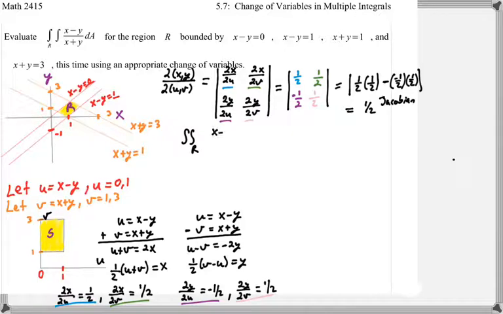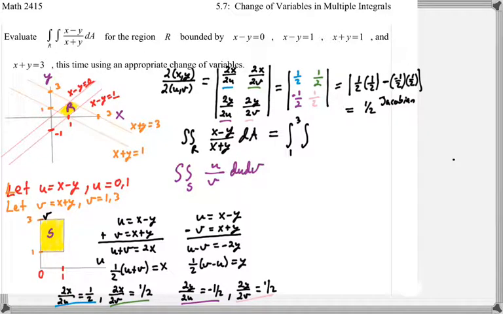Now when we look at the double integral over the region R of (x minus y) over (x plus y) dA, that's going to be equal to the double integral over the region S of, x minus y would be u, x plus y would be v, and then we can do du dv.